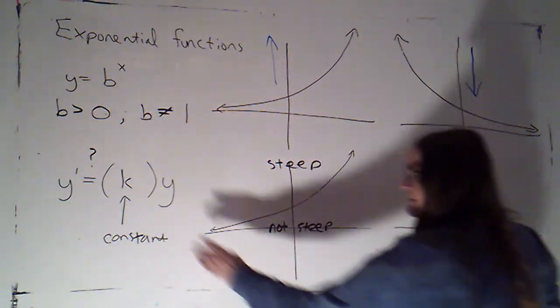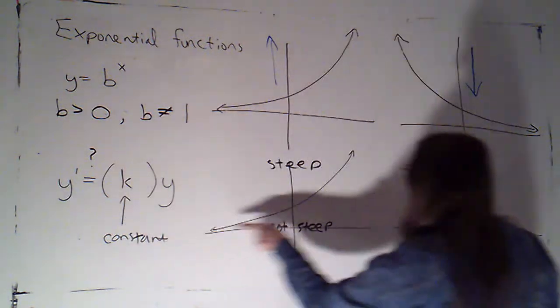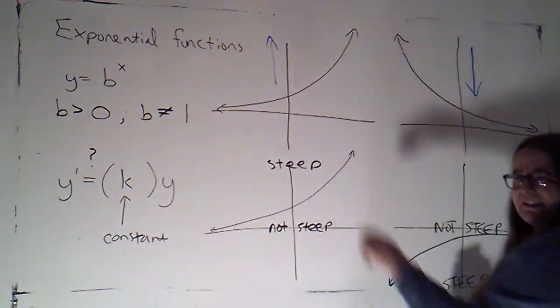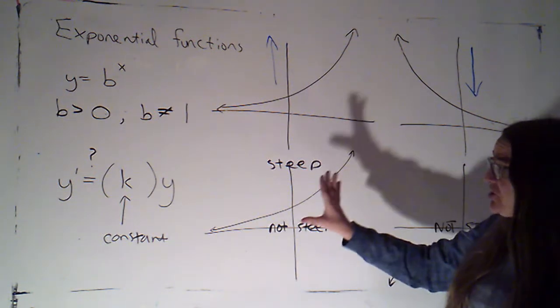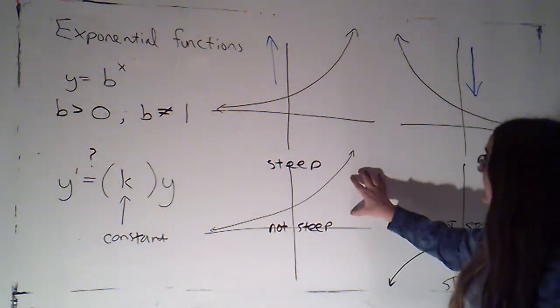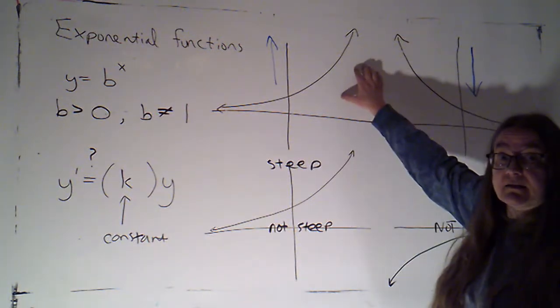Now, I'm not saying that they're just equal to each other, because I don't know that this is curving at exactly the same rate, but it has the same basic pattern. And this suggests that maybe this is in fact proportional to this.